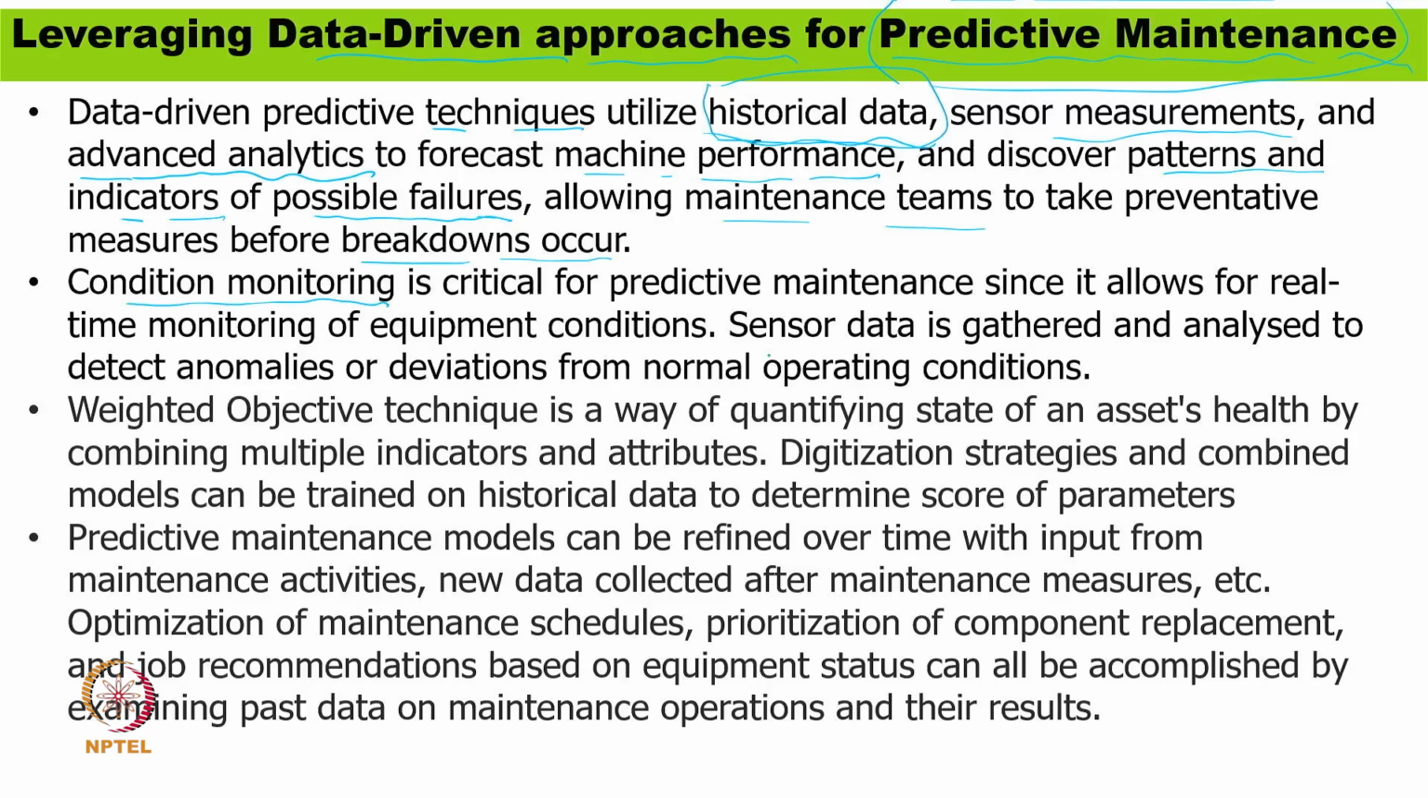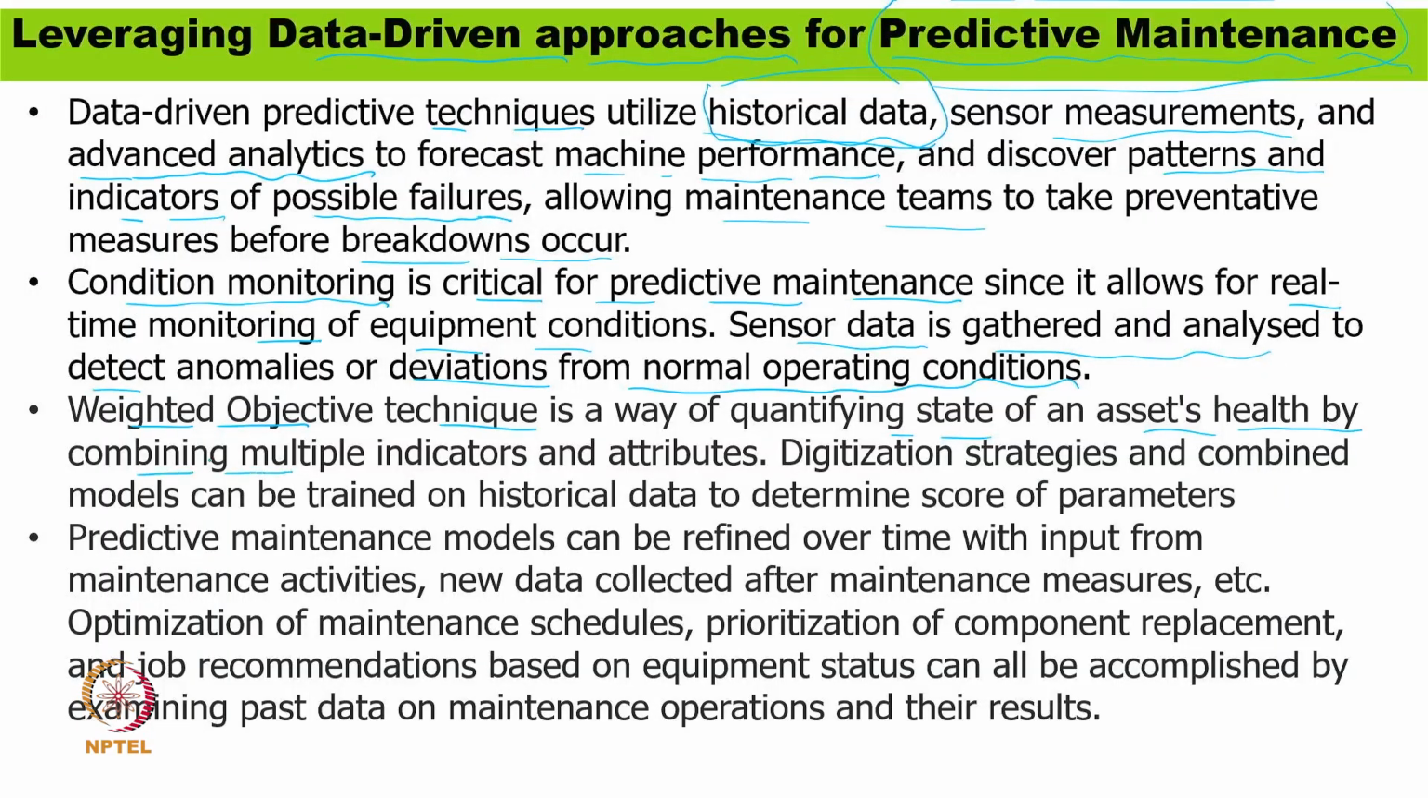We say the condition monitoring is critical for the predictive maintenance, and it allows real time monitoring of the equipment conditions. Now, sensor data which will be gathered and analyzed can provide some sort of deviation from normal operating conditions. So, again, what are the normal operating conditions? We need to know from the literature, from a historical point, and once we have those data, then we can say these are the normal operating conditions, these are the deviations from normal operating conditions. So, there the historical data are important for us.